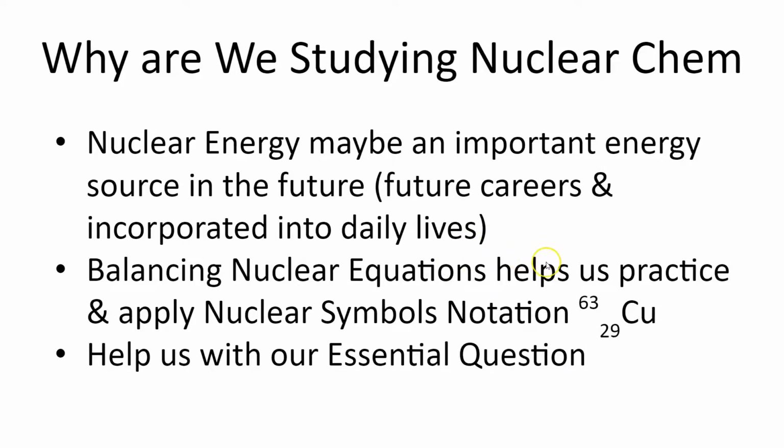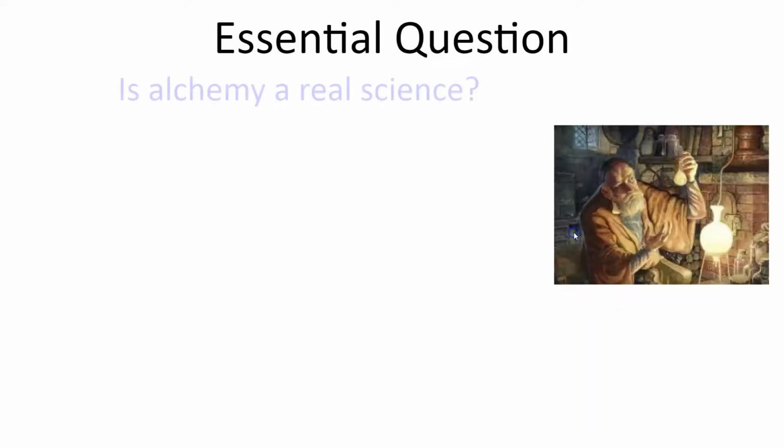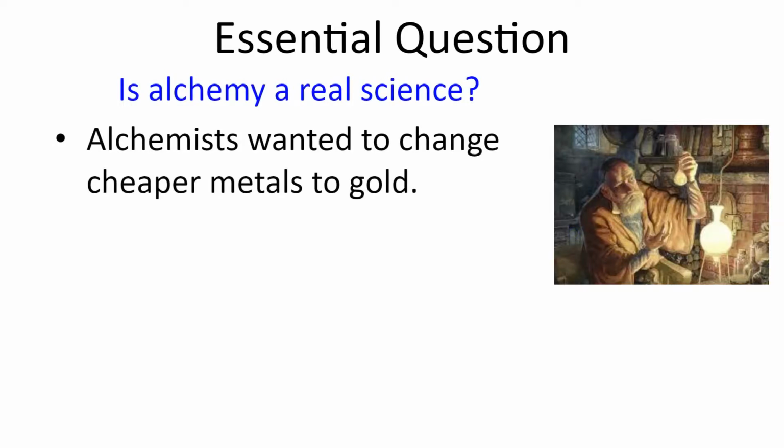As I mentioned before, we are learning nuclear chemistry in this unit because balancing nuclear equations helps us practice and apply nuclear symbol notation like this. And it also helps us with our essential question, which remember is, is alchemy a real science? Now, talking about alchemy, alchemists wanted to change cheaper metals to gold, right? So those base metals like lead and tin and copper.